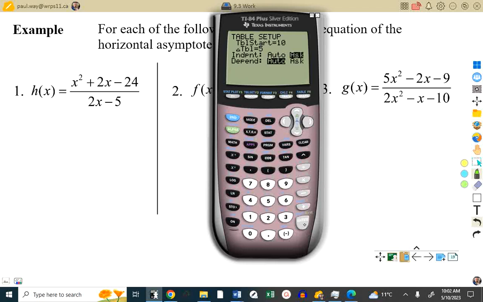So again, the concept of a horizontal asymptote is that as x gets bigger and bigger, if y starts getting closer to a value, then there's a horizontal asymptote at that value. So I go to my table and I enter maybe 10. Now 10 isn't a really big number. We said as x gets really big, y settles down. When I put in 10, I get that.